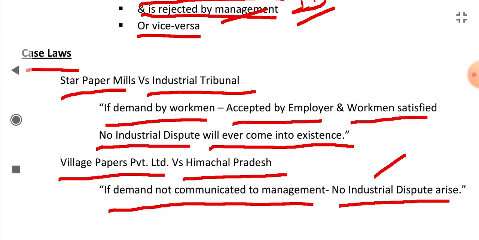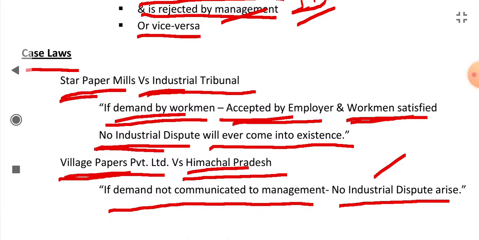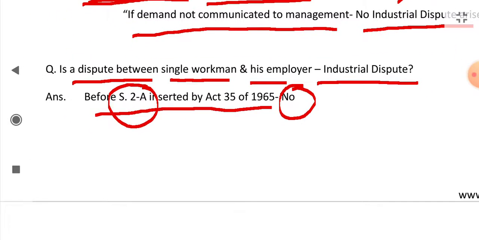We saw two case laws. One was Star Paper Mills versus Industrial Tribunal. In it, it was said that if a demand is made by workmen and accepted by the employer, and the workmen are satisfied, then no industrial dispute will ever come into existence. The other case was Village Papers Private Limited versus Himachal Pradesh. In it, it was said that if the demand is not communicated to the management, then no industrial dispute will arise.